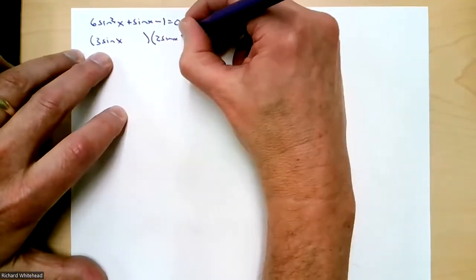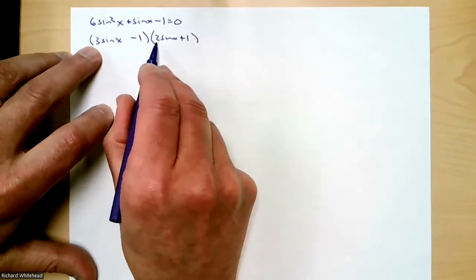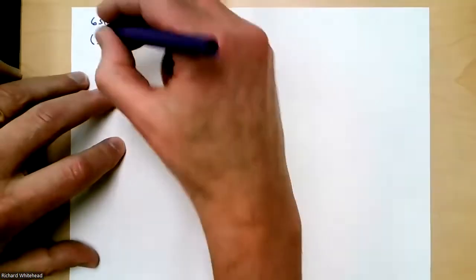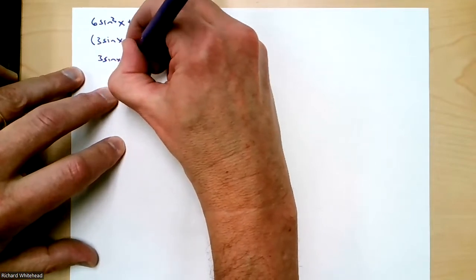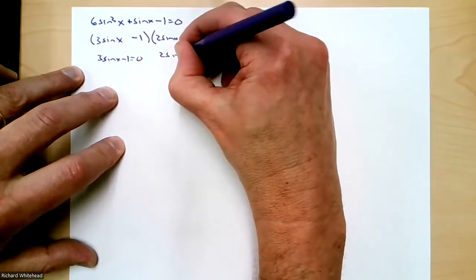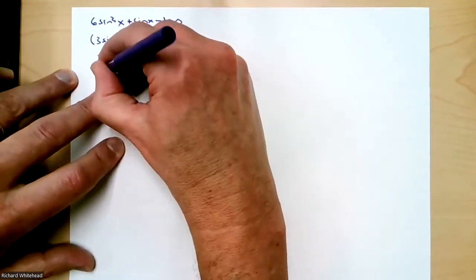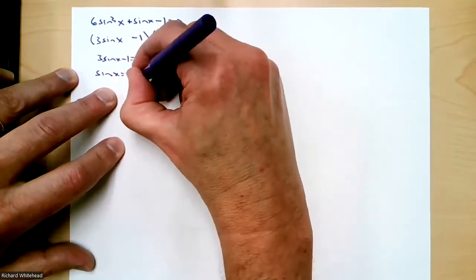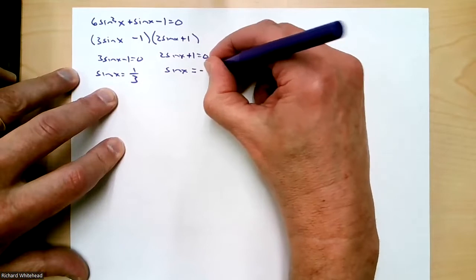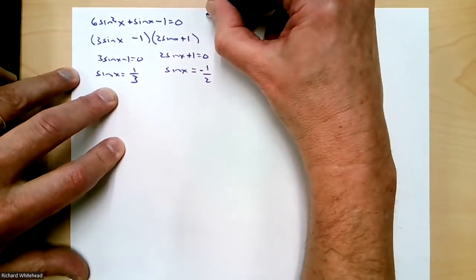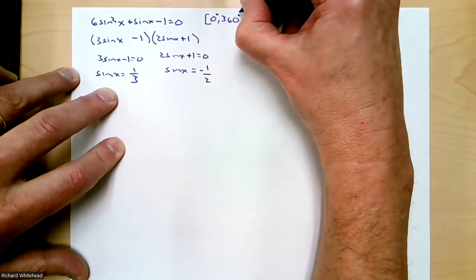Let me see, that's going to be a +1 and a -1. So that's going to be a 3 and a -2, which makes a +1. So we end up with 3 sine x minus 1 equals 0 and 2 sine x plus 1 equals 0. So sine x equals 1/3 and sine x equals -1/2. And we're finding all the answers between 0 and 360.